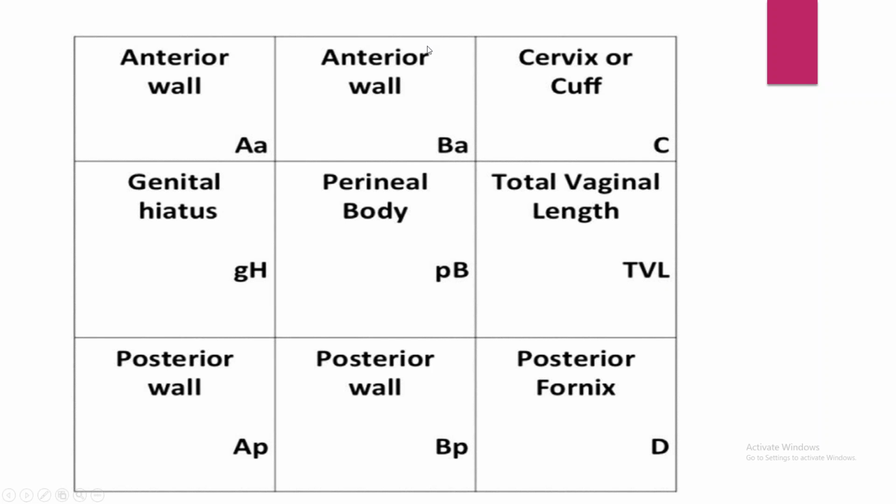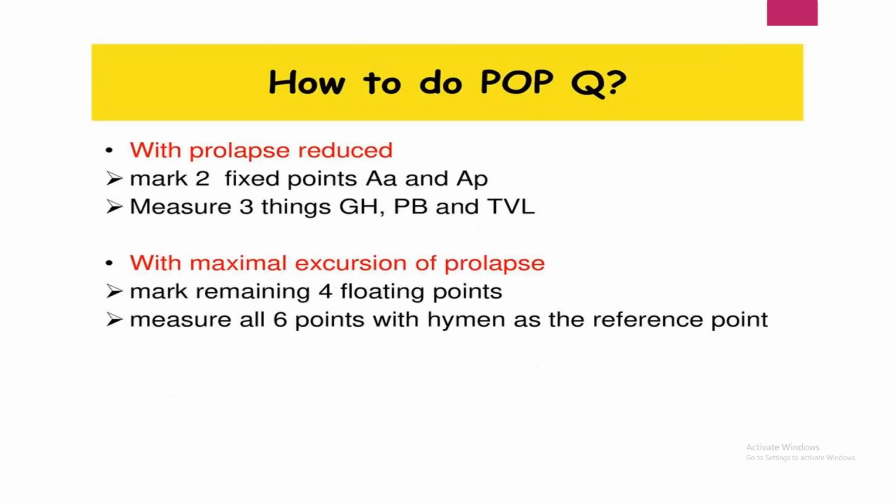On the anterior wall, the 2 points are AA and BA. On the posterior wall, the 2 points are AP and BP. In the apical region, the 2 points are C and D, okay? And then there are 2 points, that is genital hiatus and perineal body. In relation to the introitus, we are going to define these 2 points, and then we are going to calculate the total vaginal length also, okay?